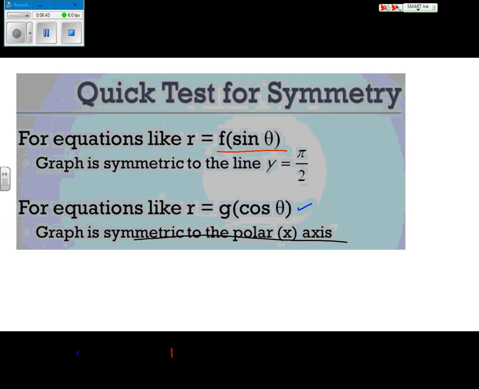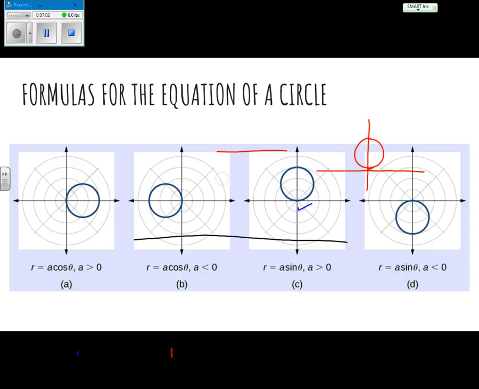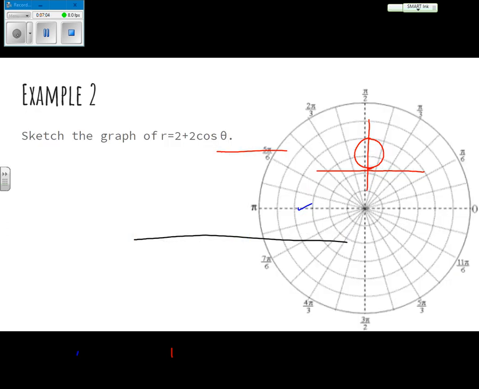Well, if my graph has something to do with sine, it's going to be symmetric about the line pi over 2. So I might have graphed a circle that looked like this. I come down and touch the pole. That means that the left side has to be the same as the right side. So it has this vertical line of symmetry. So let's try it with our next shape.